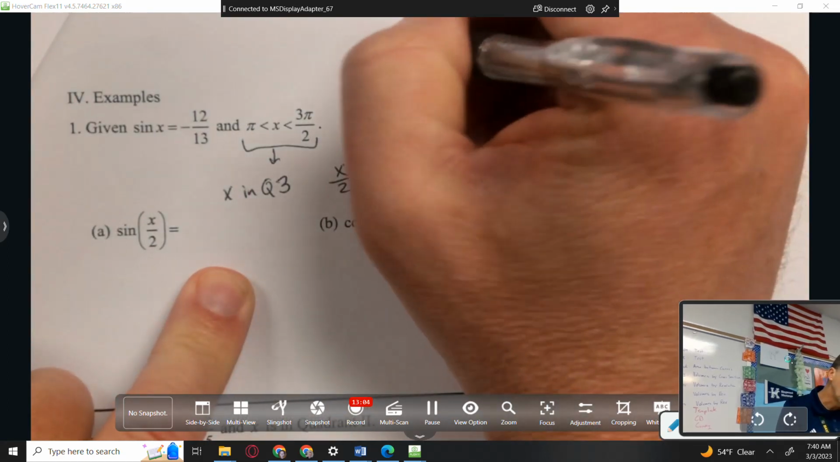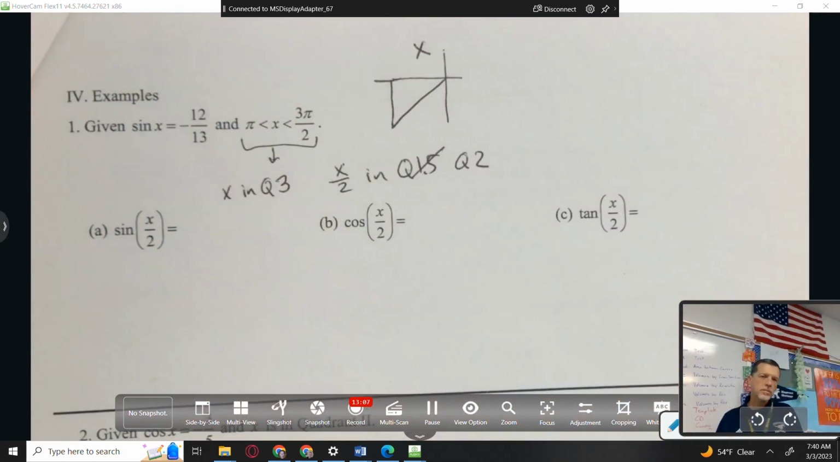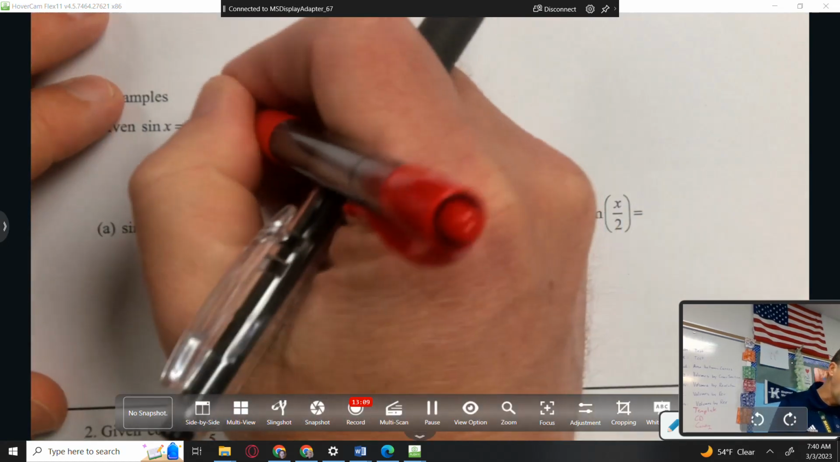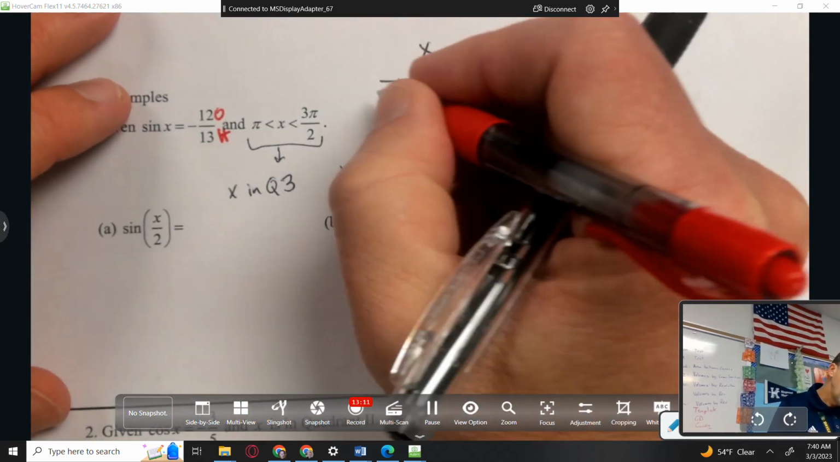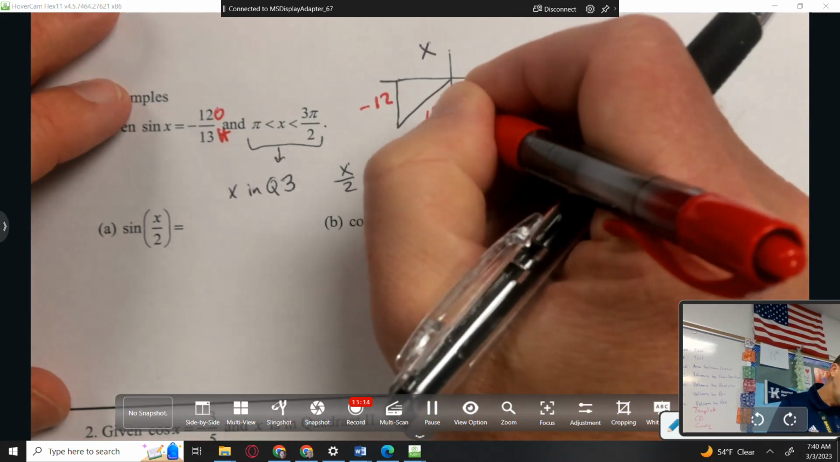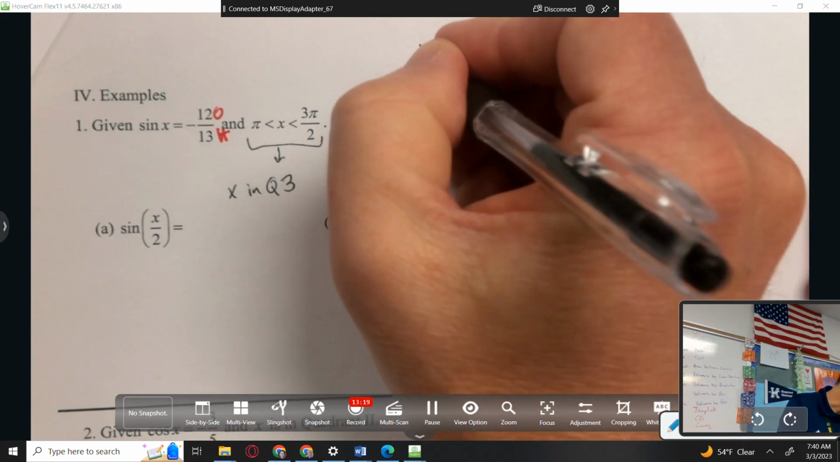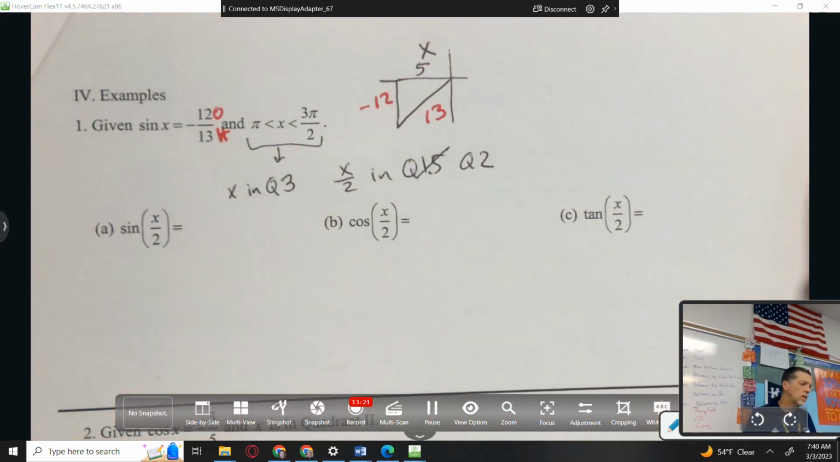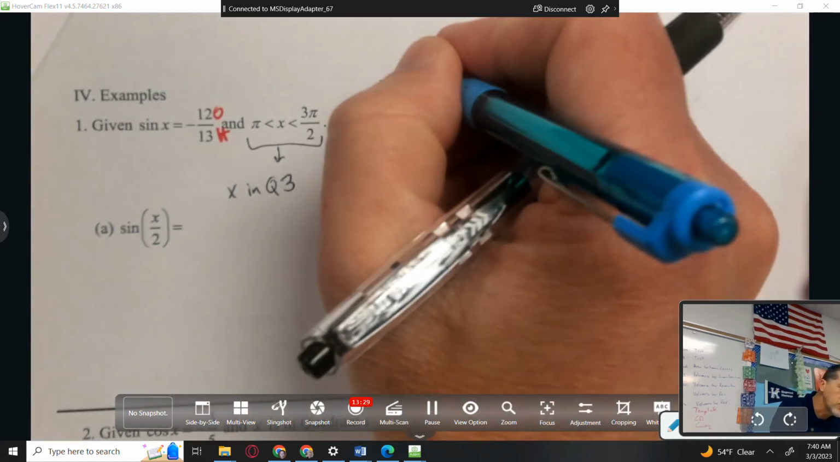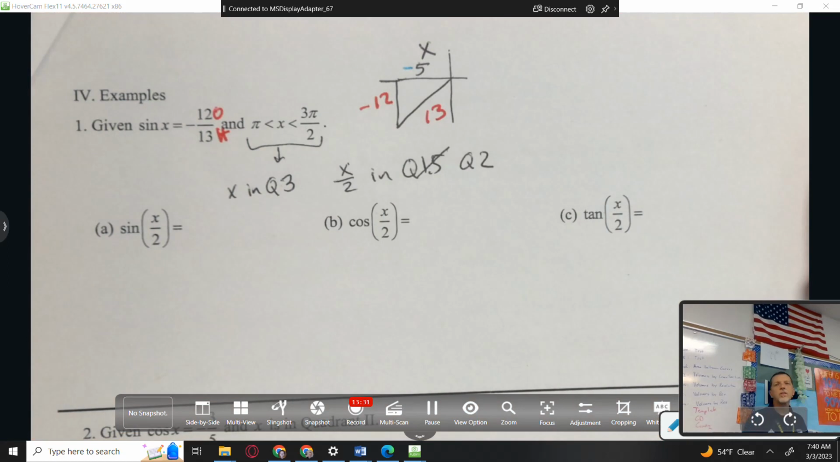So this is my picture for x. Let's see, sine is opposite over hypotenuse. So negative 12 over 13. Missing side is 5. Oh, it is a negative 5. I'm not awake this morning. Thank you. Good call. You guys already know that's probably the most missed part of all these problems, being asleep and missing the negative.